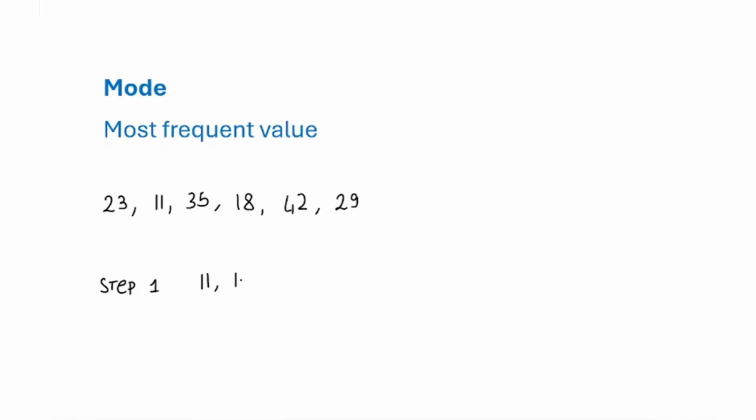Now another case, 23, 11, 35, 18, 42, 29. We can order the values again. It's not necessary, but it helps us check how often each value appears. Here, all values appear the same number of times. It might happen that all values appear once, or all appear twice, or even 3 times. If all values have the same frequency, then there is no mode.